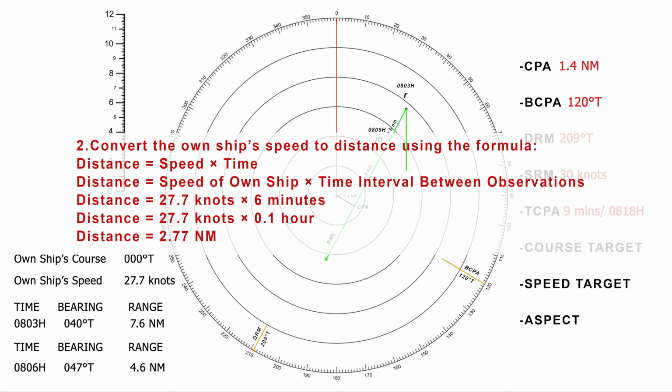Distance equals speed of own ship multiplied by the time interval between observations, 27.7 knots multiplied by 6 minutes. 6 minutes is equal to 0.1 hour. Therefore, 27.7 knots multiplied by 0.1 hour equals 2.77 nautical miles.